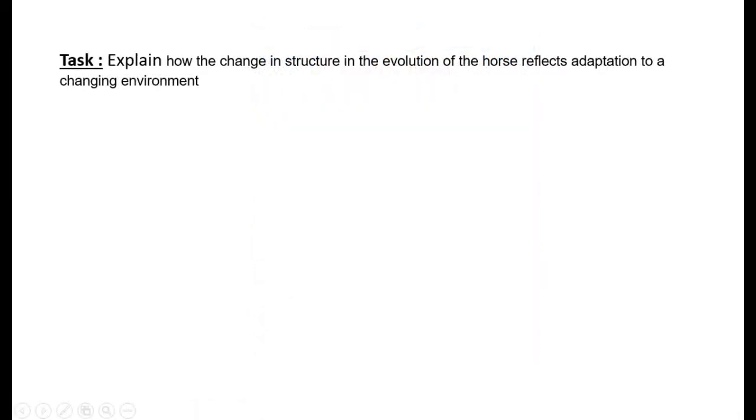Well, just to stick with the booklet, the task that you have to do is explain how the change in structure in the evolution of the horse reflects adaptation to a changing environment. So we're going to have a look at different documents to establish this and show how characteristics were more adapted to different environments. At the end, we'll write some key points to answer this task.